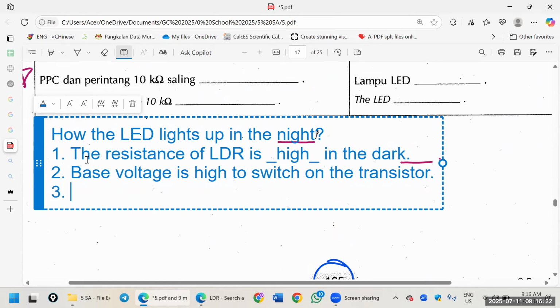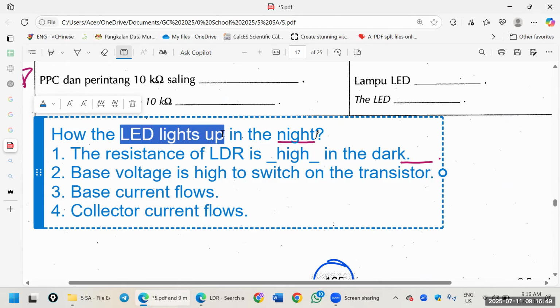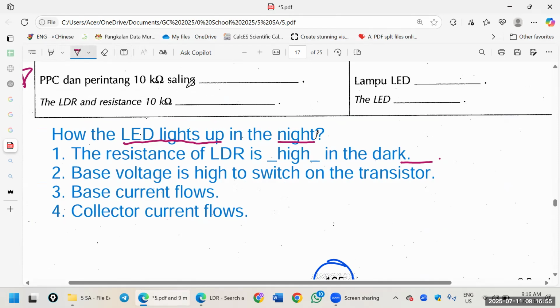Switching on the transistor means now the base current flows. When the base current flows, there is collector current flowing. Then when the collector current flows, the LED will light up. But there's no need to repeat that because it is already mentioned in the question. So this is your step 5.